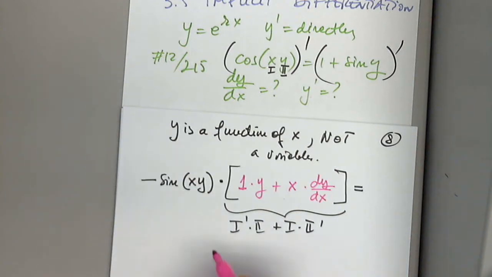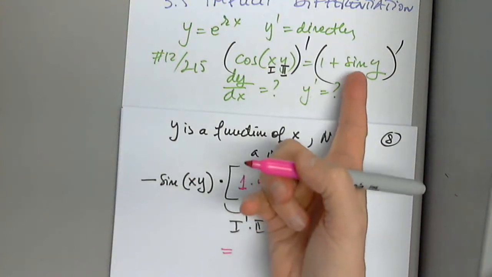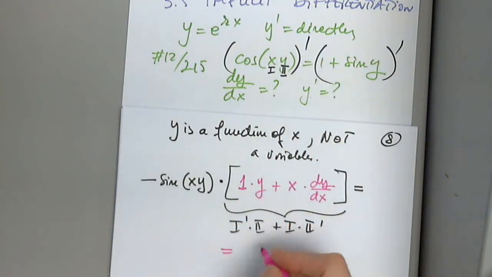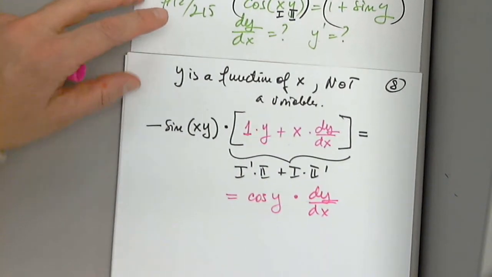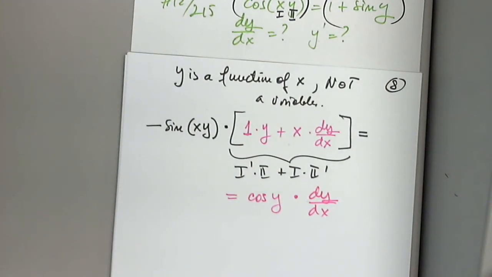Can anyone give us the right-hand side now? The derivative of 1. Good. The derivative of sine. Careful. This is just cosine y times the inner function prime. Excellent. Okay. Is it done? No.